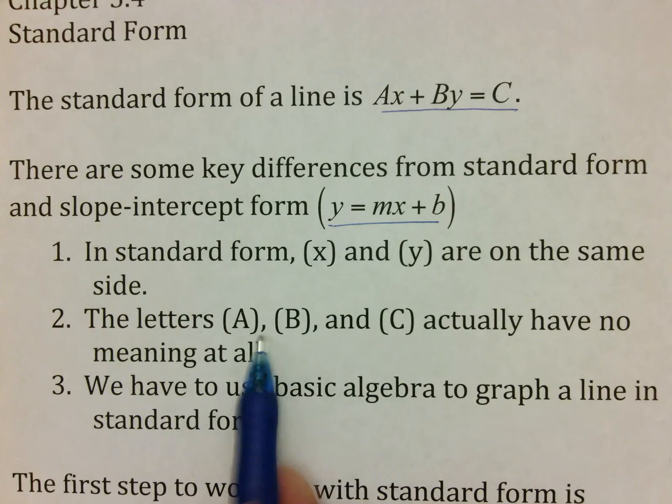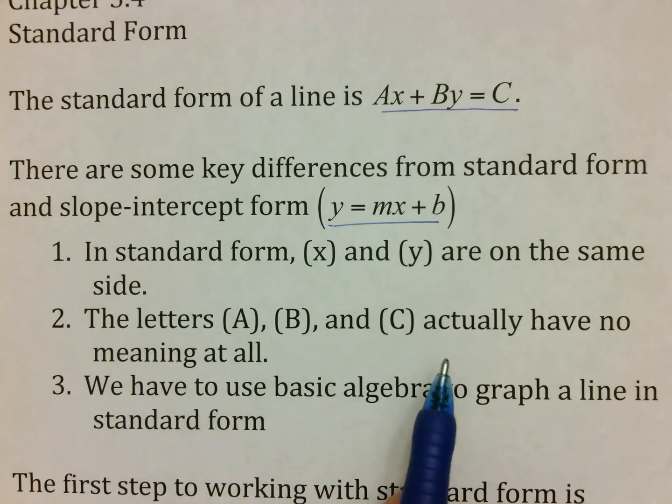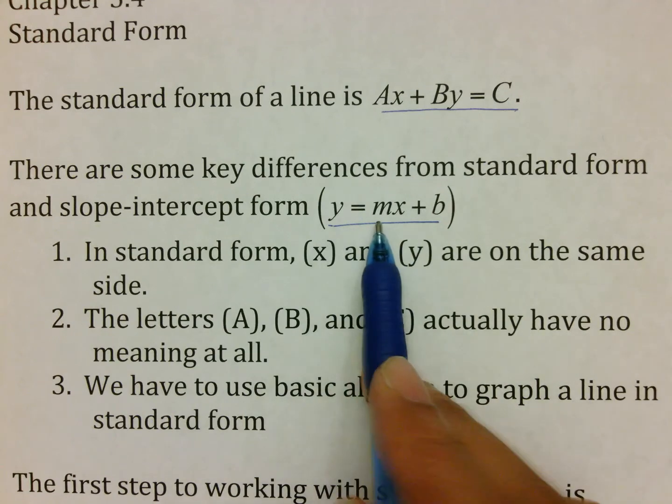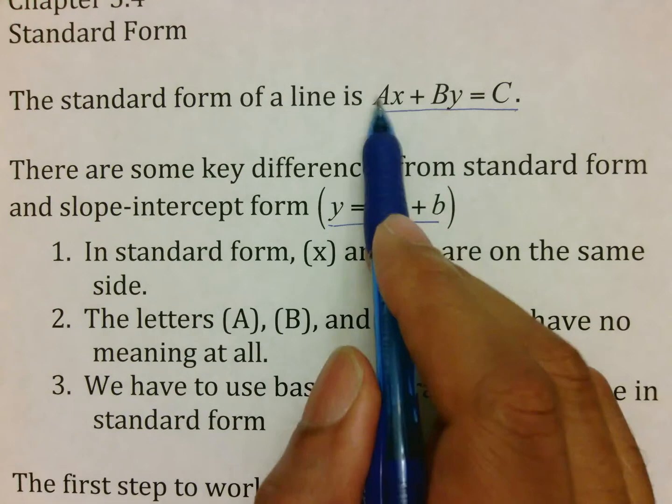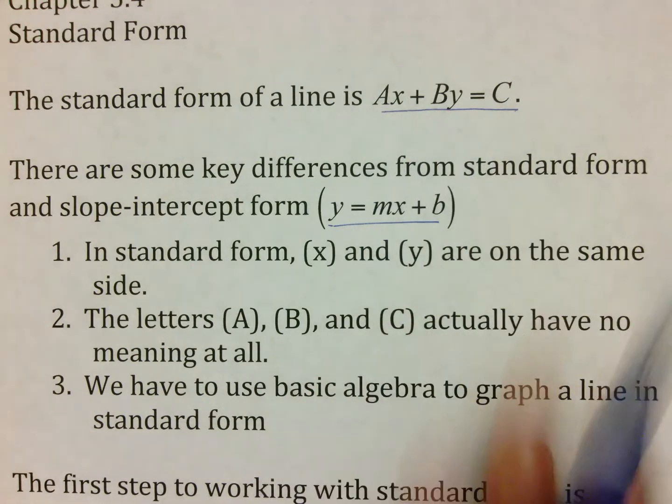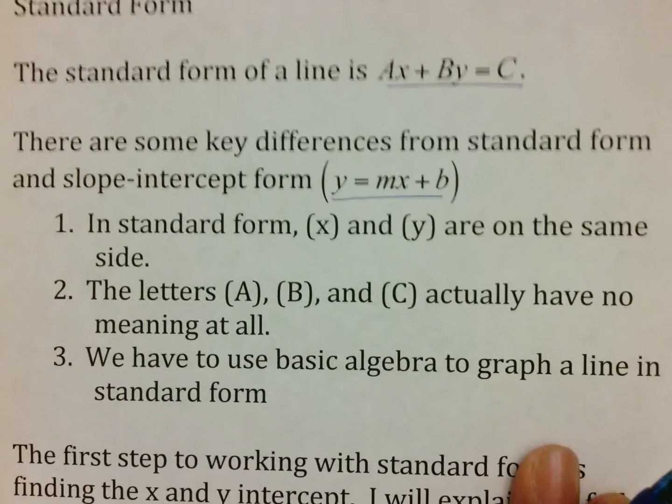Second of all, the letters A, B, and C mean nothing at all. In this one, m represented slope, b represented where it crosses the y-axis. A, B, and C mean nothing, so don't look to those numbers for any reason.